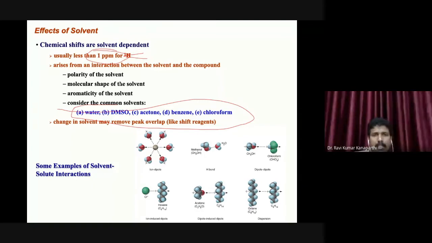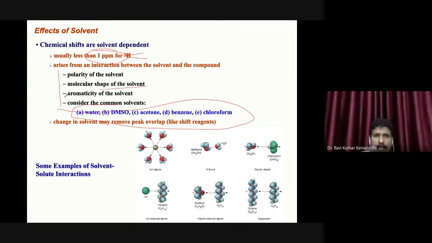But why are these changes seen? The CH2 proton should not change, or the methyl proton signal should not change. But still, we encounter all these changes primarily because of these reasons. Okay, what are those reasons? The polarity of the solvent is different.